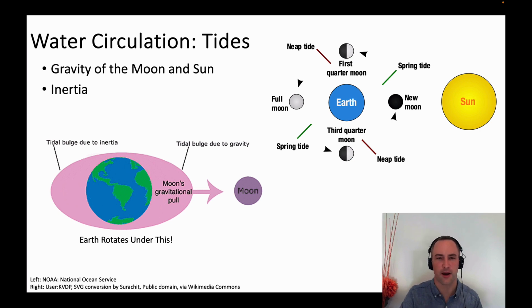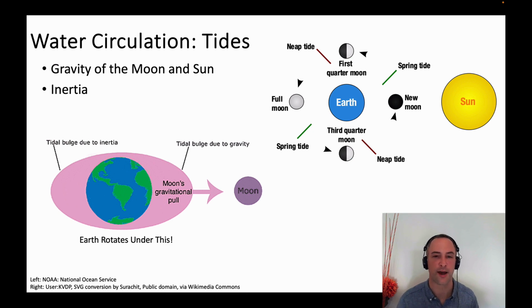Thinking more broadly about how things move around the Earth, when we think about water circulation with respect to tides, first of all, it's not just the moon; it is also the sun. So the moon and the sun interact to create our tidal cycle. Now, when we think about spring tides, that's when we typically have a new moon or a full moon. That's when the moon is aligned with the sun, either in between us and the sun, or on the other side of the Earth, aligned with the sun.